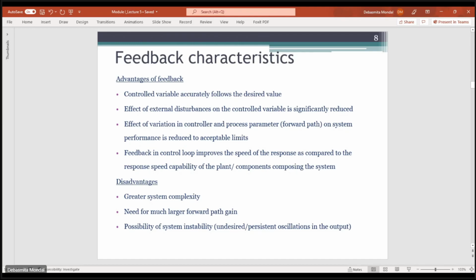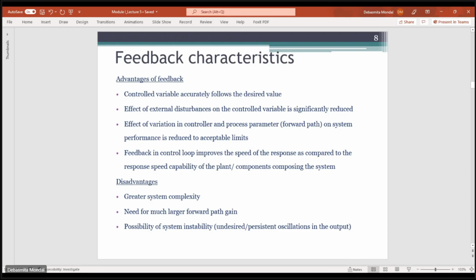If there is no feedback and the value of G(s) changes to something else, then my output will also change. So for the same reference input, the output we get will be different. But if we have a closed loop system, with feedback, then the feedback helps you reduce the effect of these kinds of variations in the system, in the controller, or in the other process parameters. The effect of these variations can be reduced to a large extent by using feedback.